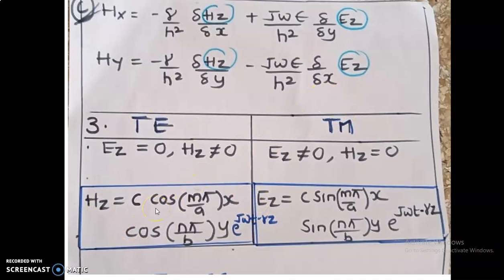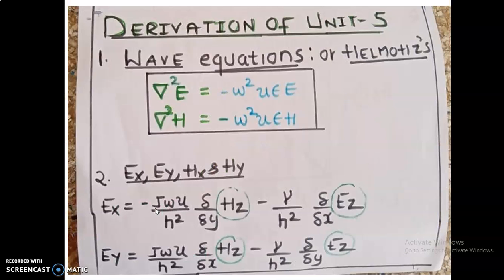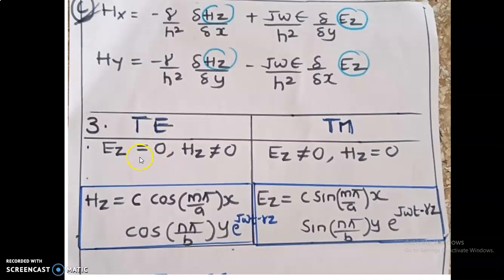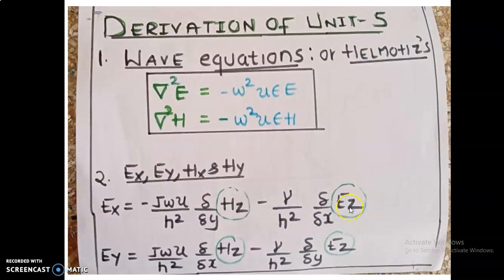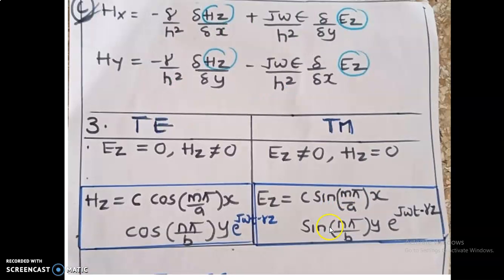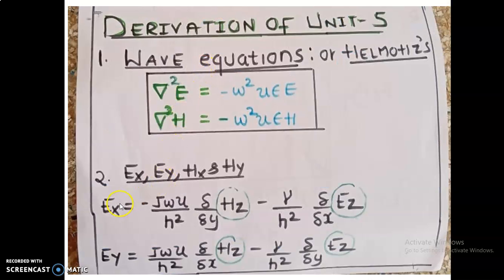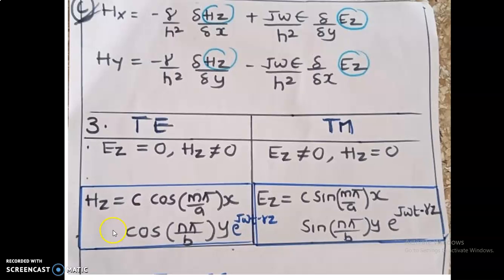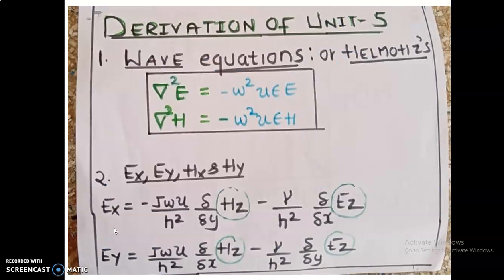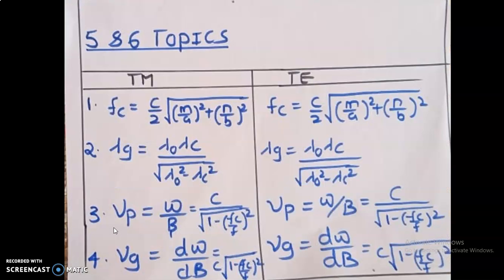Now in this equation, let us say the TE mode, exactly I want to find EX in TE mode. Then EZ is 0, so what exists? HZ exists. The same equation is substituted here, then partial differentiation is done. Then only you are going to find EX, EY, HX and HY. So we have completed almost the three topics.